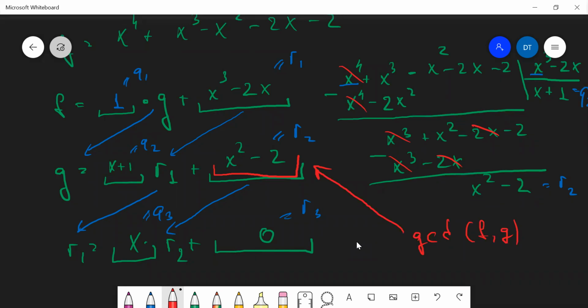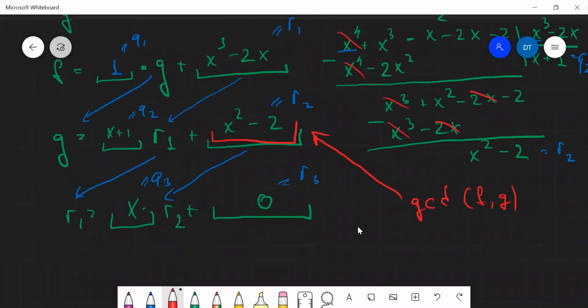Just in case, is it clear why this is the answer, or should I explain? Is there anyone who needs an explanation? Igor? Yes. Why is it the GCD? Okay. So you see, we want to find the GCD of f and g.